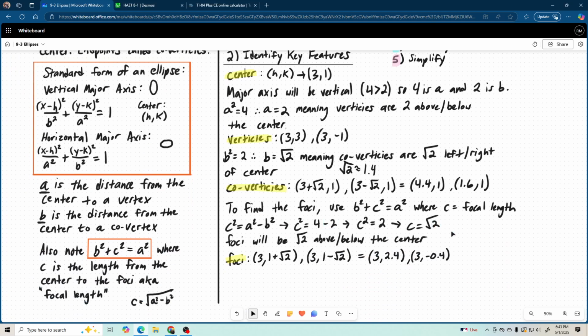So in this case, C is actually the same as B, which is kind of nice because we already know the math, right? We know that the square root of 2, I'll just write this over here, equals approximately 1.4.